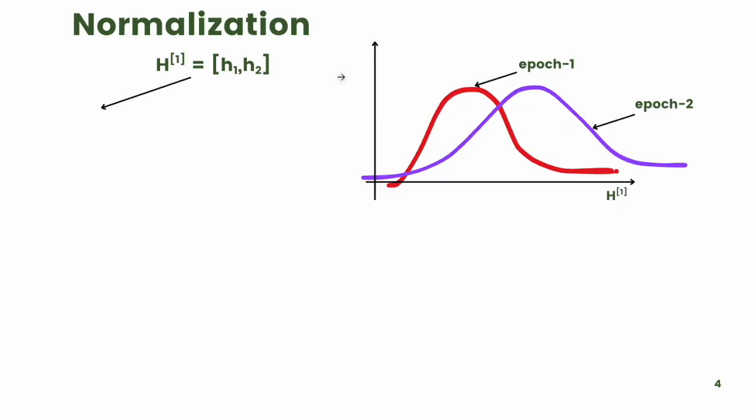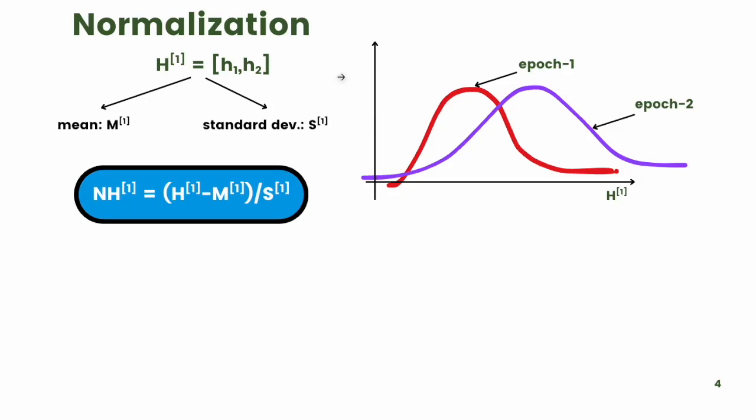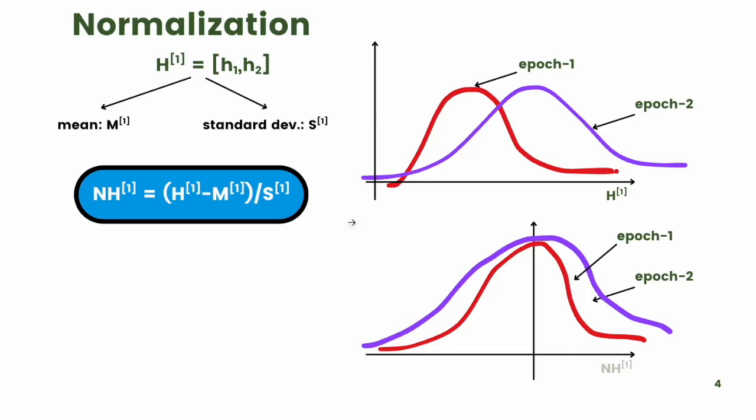So what we do is we perform normalization. So we compute the mean, that's denoted by M1, and we compute the standard deviation of this vector. Let's denote it by S1. We can subtract the mean and divide by the standard deviation. So once we subtract the mean, that means we have centered everything around 0. And when we normalize by the standard deviation, that means we are restricting the standard deviation to 1. So this NH1, which is the normalized H1, would have distributions which would look something like this.